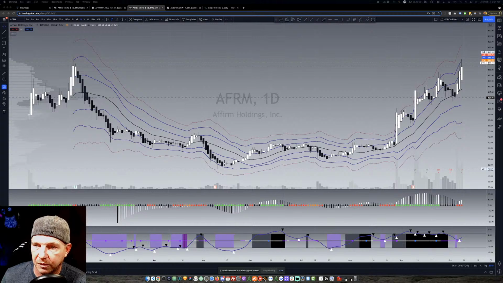Oh, just real quick, I'll do Affirm. Affirm's making its move. I like it above 147. Affirm above 147. I think it rallies to 150 and then just consolidates there.